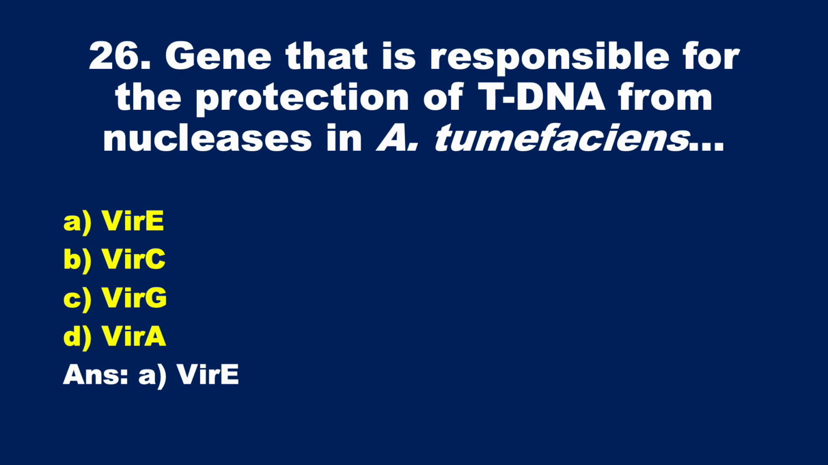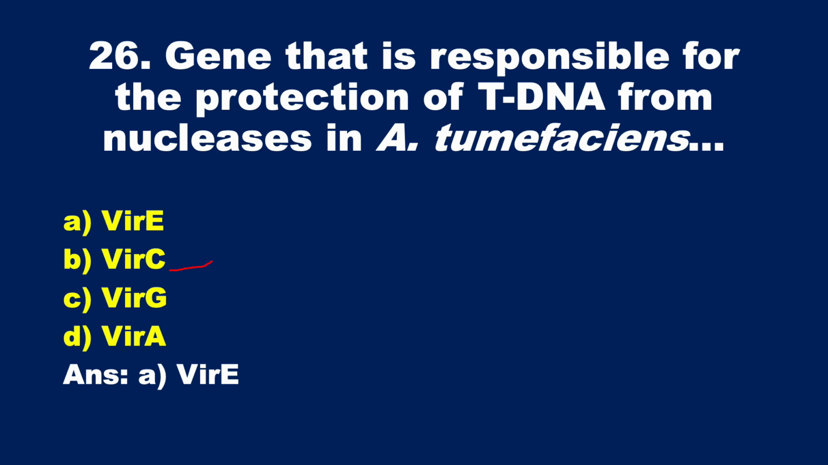The gene responsible for the protection of T-DNA from nuclease in Agrobacterium tumefaciens is, out of the four options, the correct answer is A, that is VIR-E. Now let us try to understand the meaning of the other options.